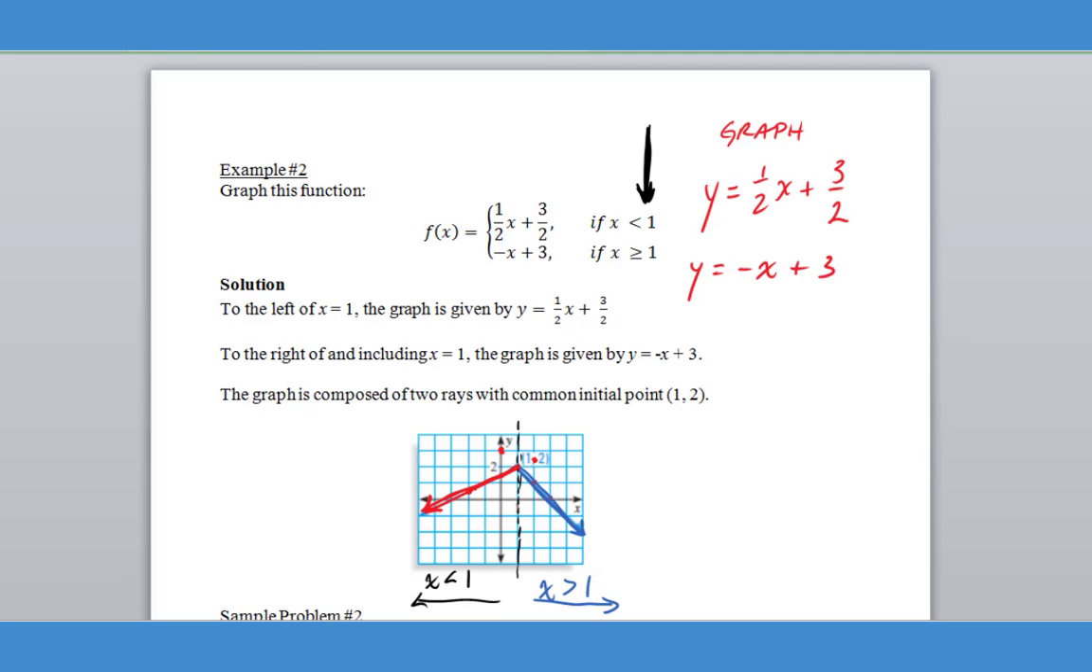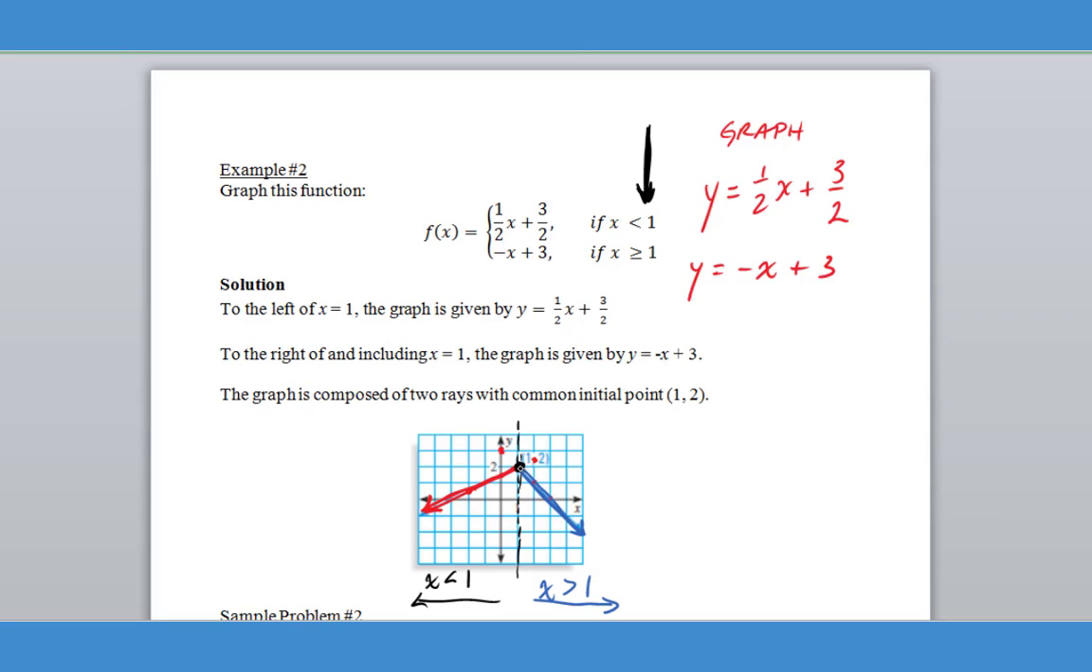As a result, what you see is we have one piece of the line on the right side of 1 and one piece of the line on the left side of 1. And oddly enough, they actually intersect right there on 1. So that's kind of a unique situation right there.